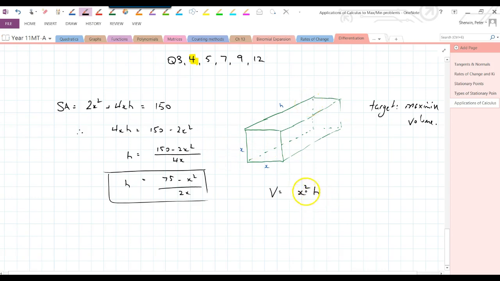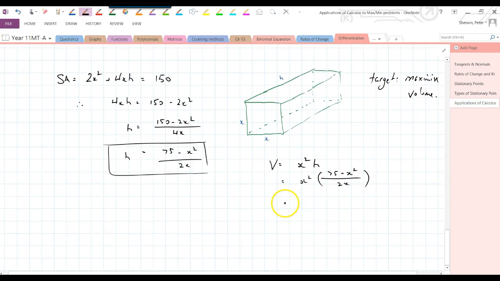Now this is no good to us in its current form because we've got 2 variables here. That's no good at all. We want 1. But we've gone to the trouble here of writing h in terms of x. So we're going to now replace h with this expression here in x. So it'll look like x squared, open bracket, 75 minus x squared over 2x.